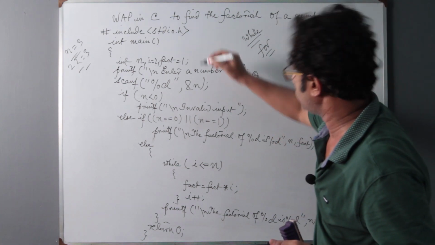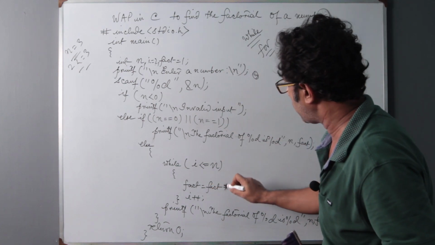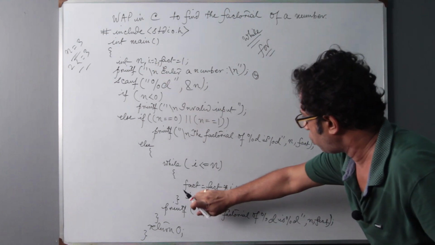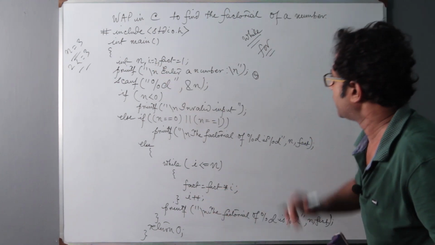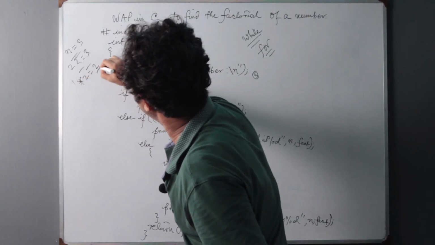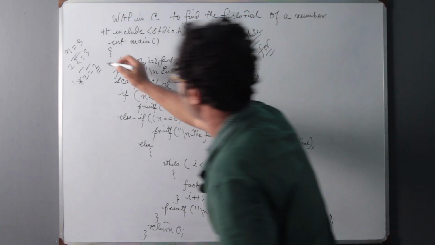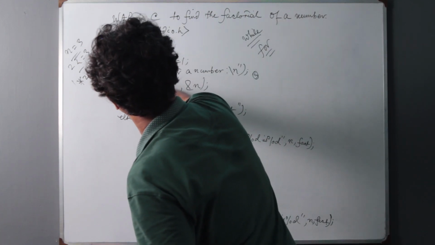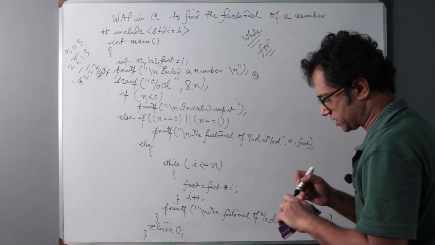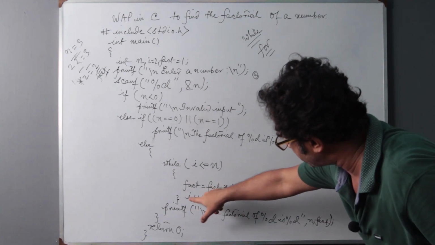Whatever is the value of fact, we have started with 1. So 1 star 2, that means 2. So this 2 will be assigned to fact. The new value of fact will now be 2. Then comes the increment section, that is the modification section.